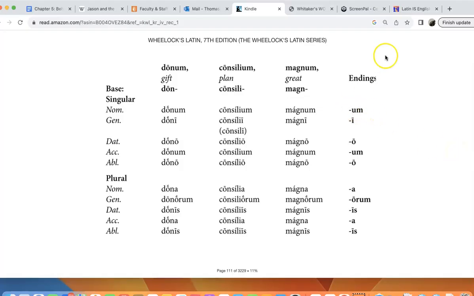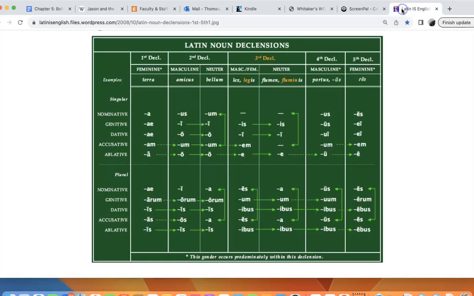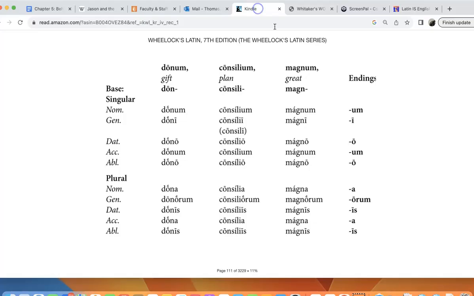So here we have our endings. Going back again, this is just so important to learn the -us, -i, -o, -um, -o, -is, and so on. And with continued practice, it'll get easier and easier.